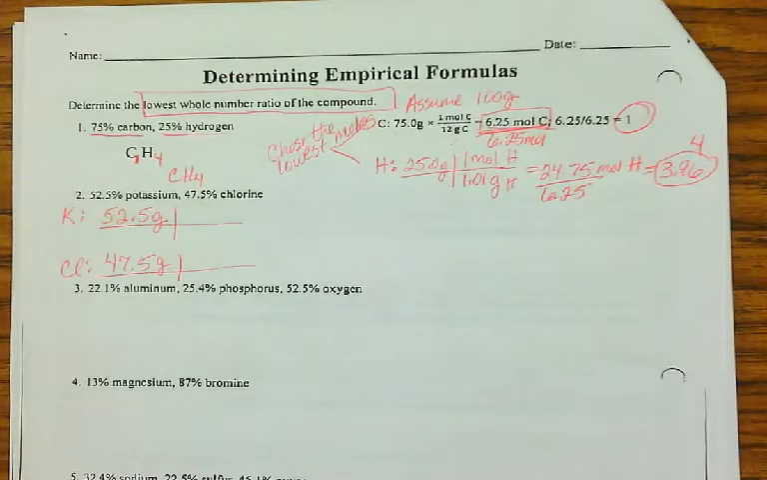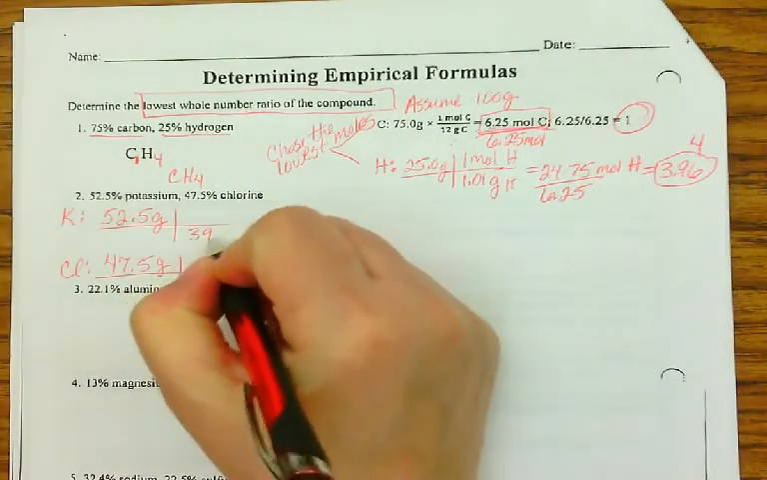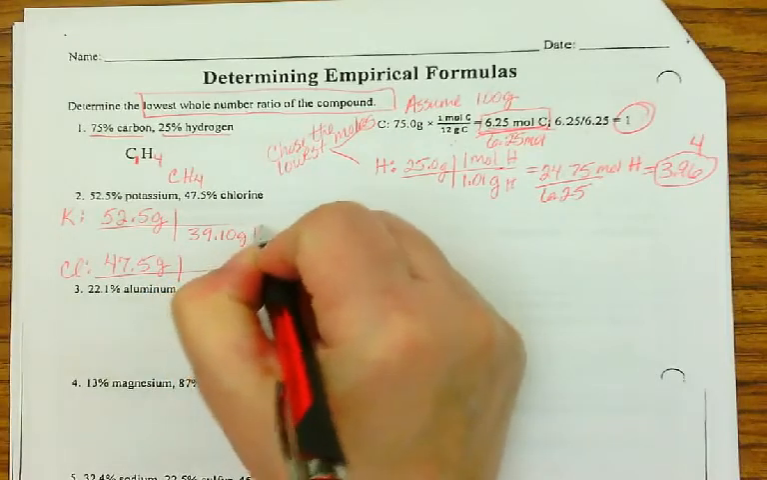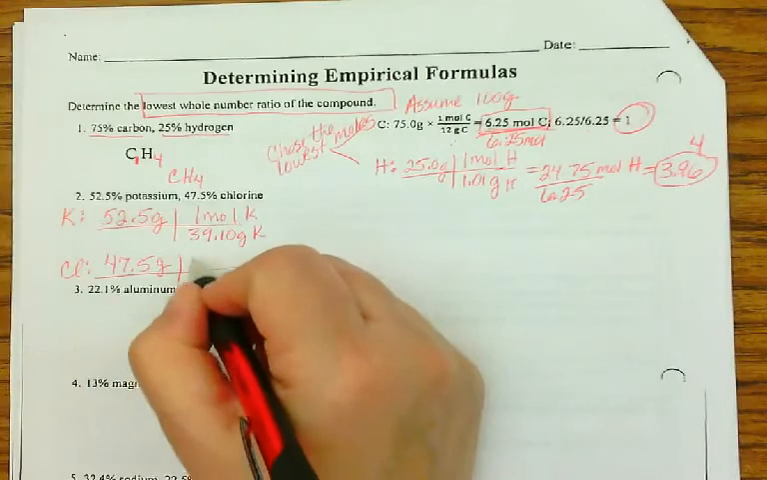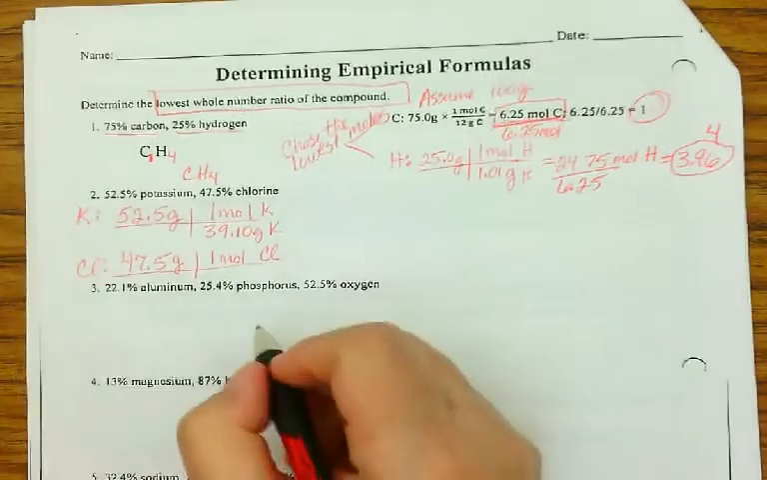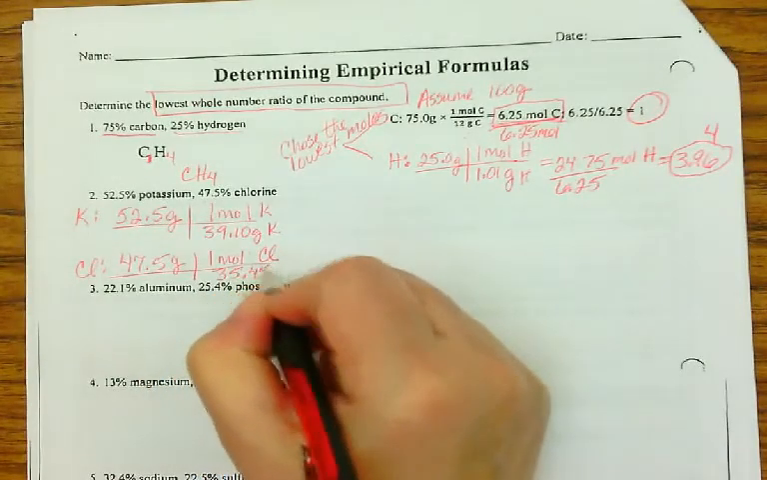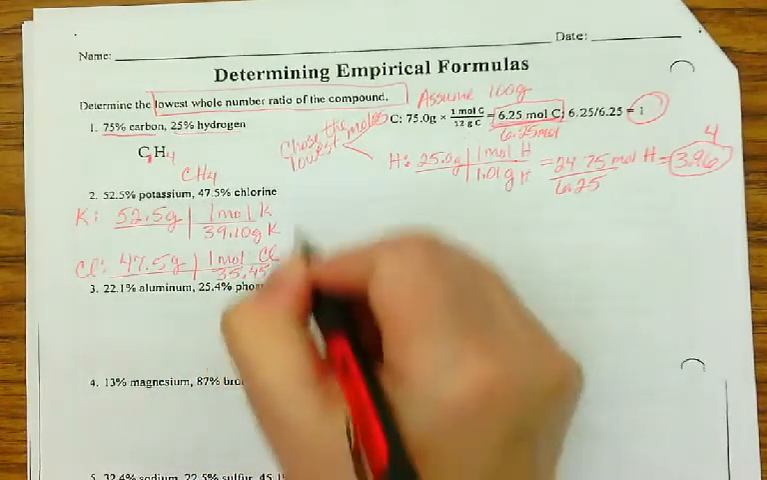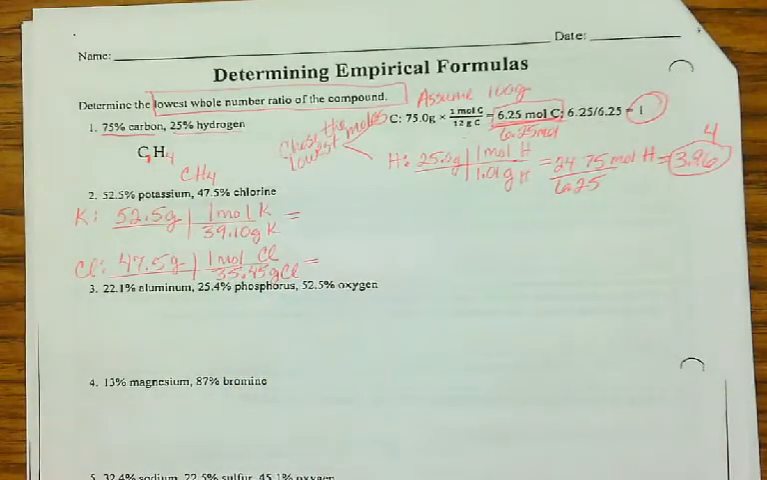Okay, potassium has a molar mass of 39.10. And chlorine, for 1 mole of chlorine, has a mass of 35.45 grams of chlorine. Okay, so I need to determine the number of moles of each.